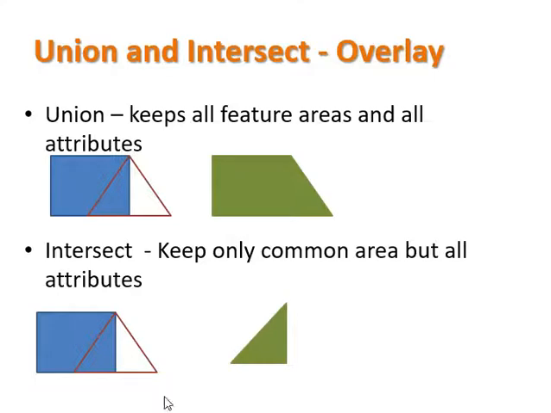The interesting thing is that this part of the rectangle will end up with only the attributes from the rectangle, and this part of the new feature will have only the attributes of the triangle, but the right triangle in the middle will have the attributes of both features because it covers both features. The intersect keeps only the common areas, and again, that new right triangle would have all of the features that are common to both feature classes.